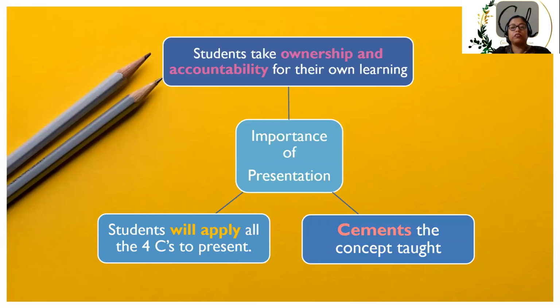And what is the importance of presentation? Why should we be asking them to present after each of the 4 C's we have implemented in the class? First thing is, it cements the concept taught. Whatever we have taught them, it cements that, because retention of knowledge is very important, right? If they cannot retain their knowledge, they will be unable to apply it here and there.